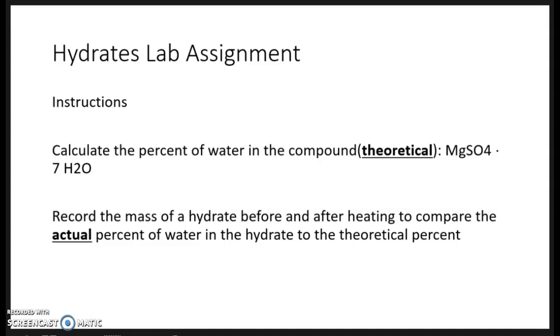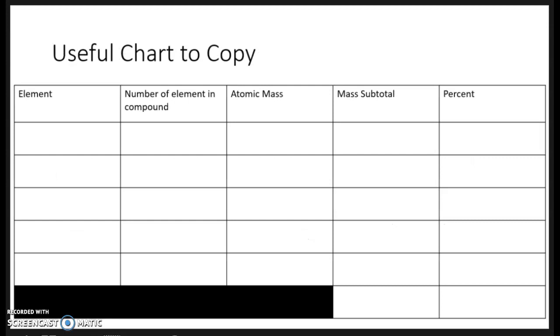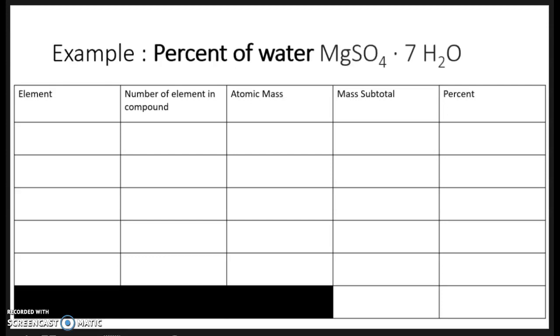And then we're going to take a look at the data that you should have created when you performed the lab last Wednesday. So in looking at how to do the percent composition, this might be a useful chart for you to copy down. So I'll let you pause the video here and copy down the chart if you'd like to. Otherwise, we're going to get started looking at the percent of water in this compound.